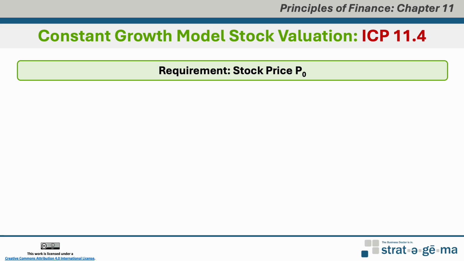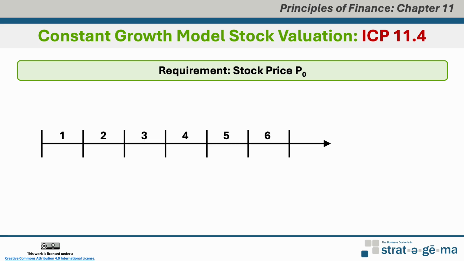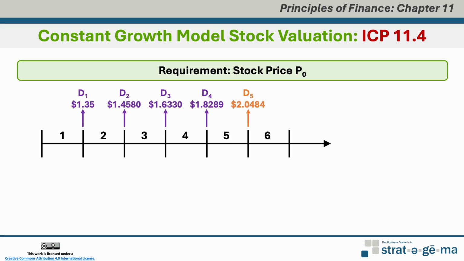So to determine the stock price P0, let's draw our timeline. We have D1 to be 1.35, which is D0 times 1.08. Then D2 is another 8%, so that's $1.4580. Then it grows by 12% to 1.633 for dividend 3, then another 12%, 1.8289 for dividend 4, and then another 12% to end up at 2.0484 for dividend 5.